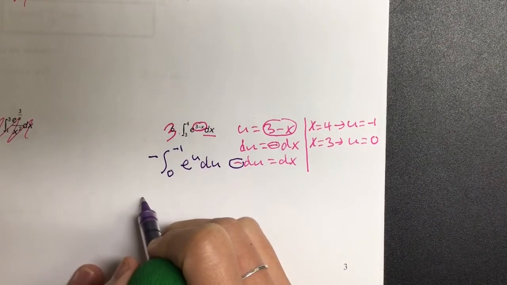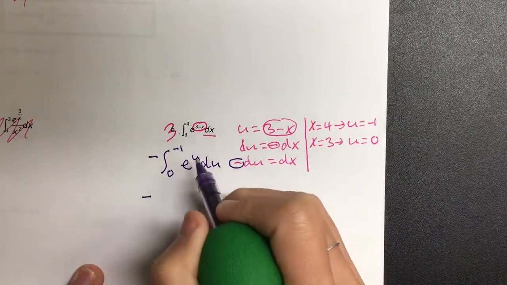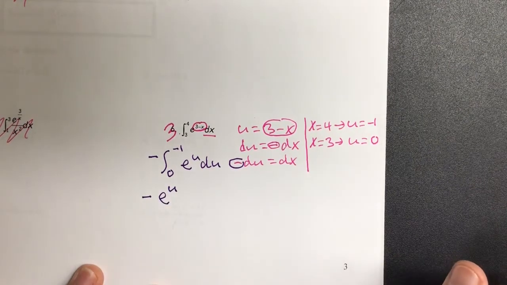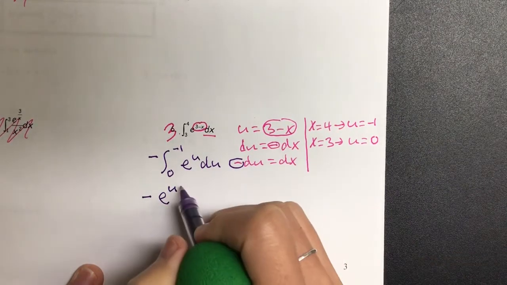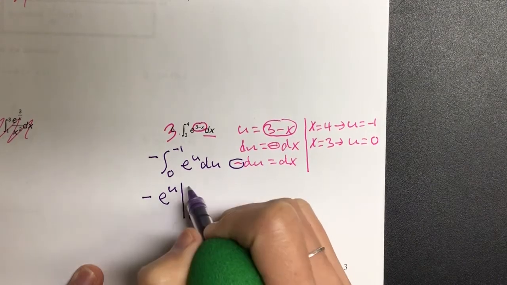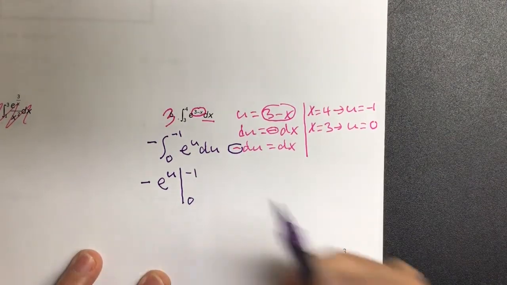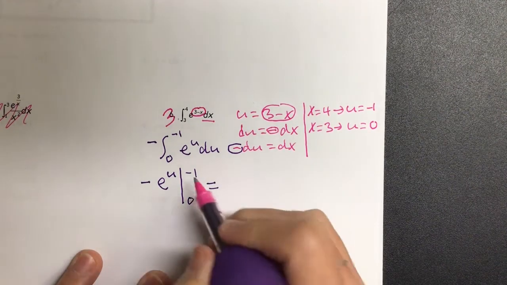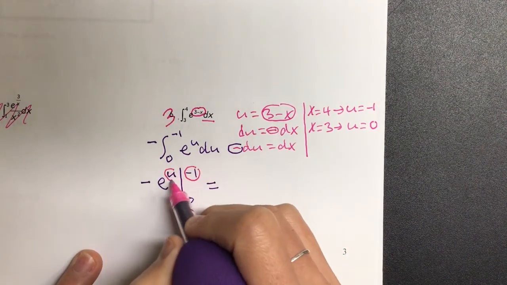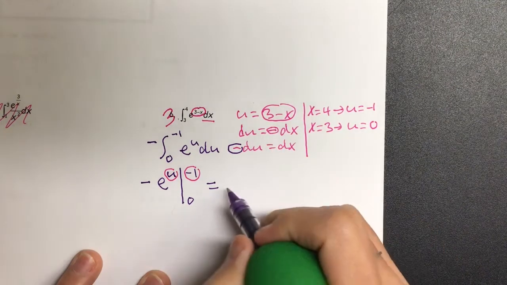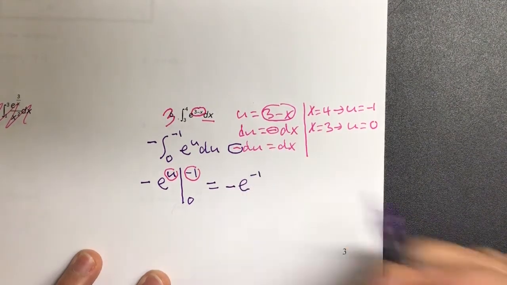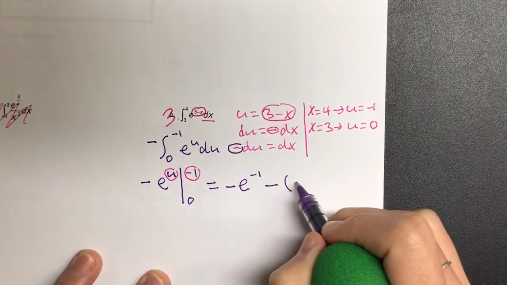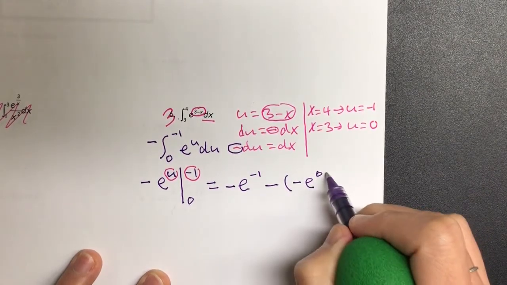So let's integrate. The negative carries over. Integration of e to the u is e to the u. Again, do I need plus c here? No, I don't. So I have my lower bound and upper bound. If y'all remember how to plug this in, you start by plugging the upper bound into the variable, which in this case I get negative e to the -1. Then plug in the 0, minus negative e to the 0.